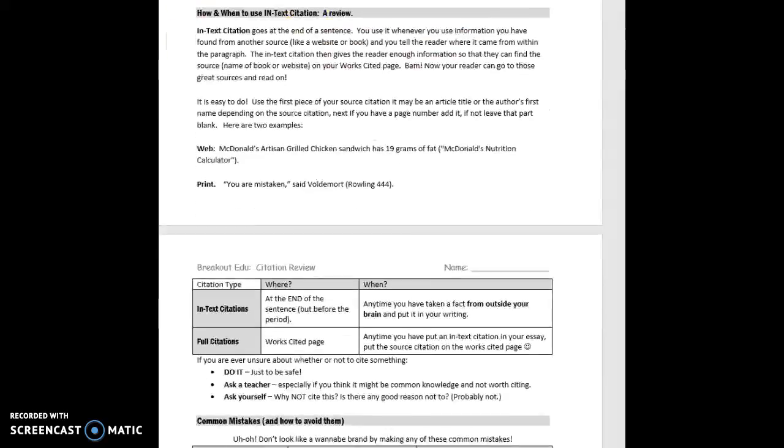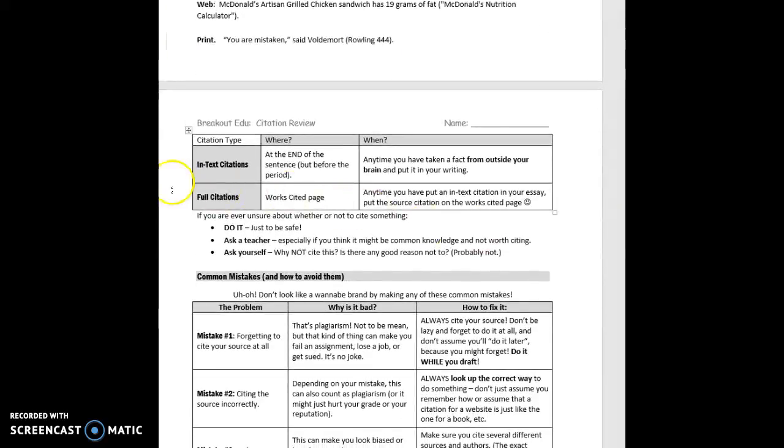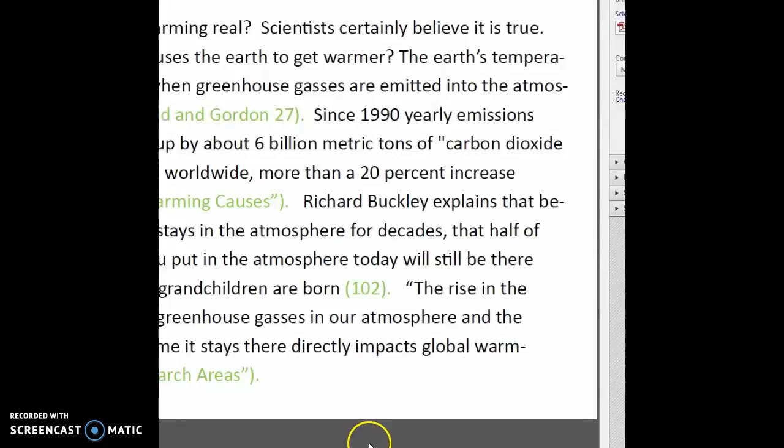You get it? Okay. So, in-text citations go at the end of a sentence. They're in parentheses before a period. The period is what lets the reader know that everything has ended with that source. Let's take a look at an example here.